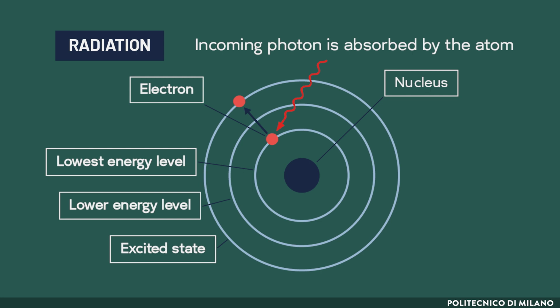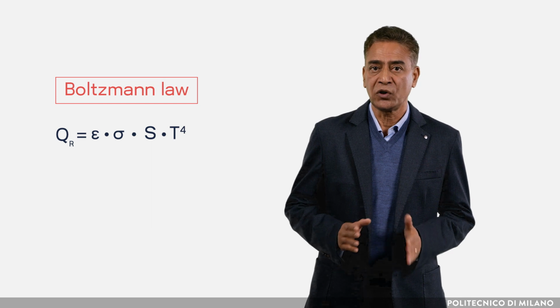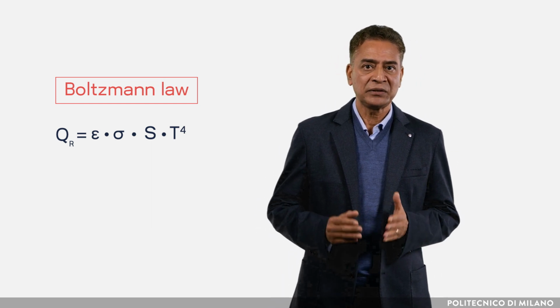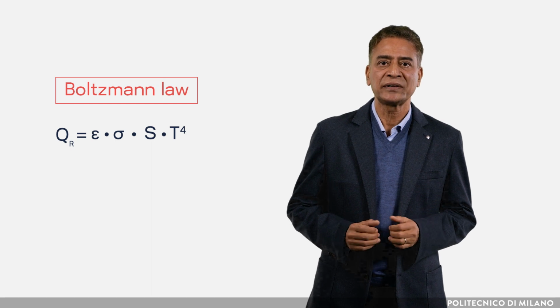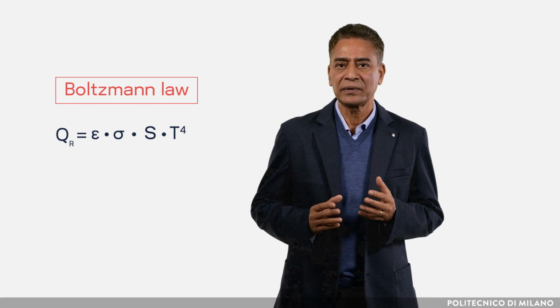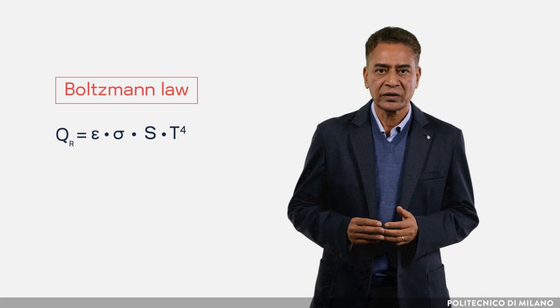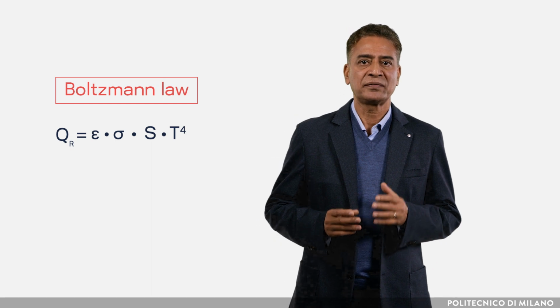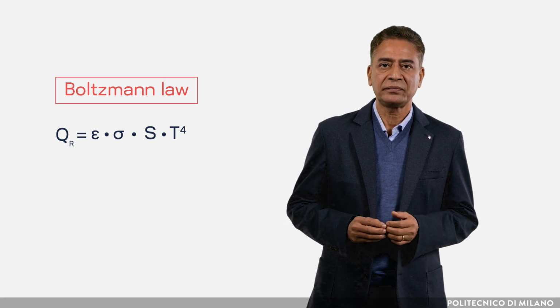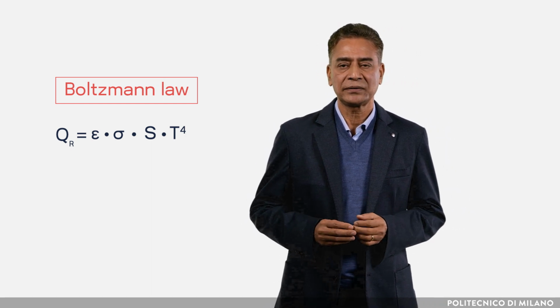When the temperature of a body is increased, the amount of radiant energy, QR, can be calculated according to the Boltzmann law, where QR is the radiant heat flux in watt, epsilon is the emissivity of the surface, which is the ratio of the radiant flux emitted from the real body and that emitted from the black body at the same temperature. Sigma is the Stefan-Boltzmann constant in watt per square meter and fourth power of Kelvin. S is the area of the emitting surface in square meters. T is the absolute temperature of the emitting surface in Kelvin.